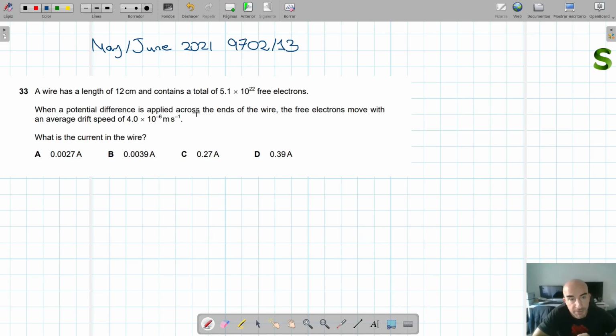When a potential difference is applied across the ends of the wire, the free electrons move with an average drift speed of 4.0 times 10 to the power minus 6 meters per second. What is the current in the wire?